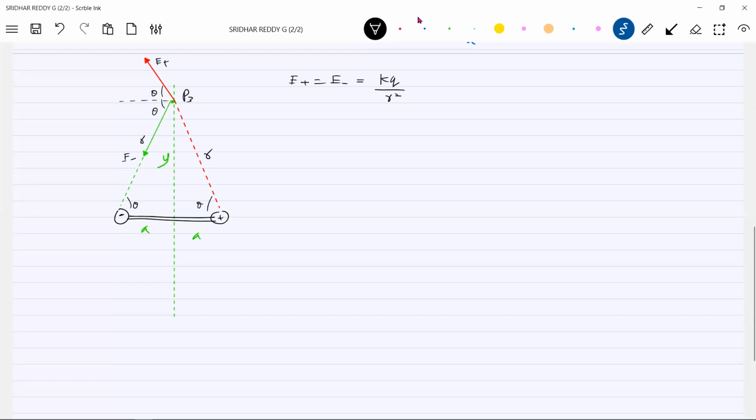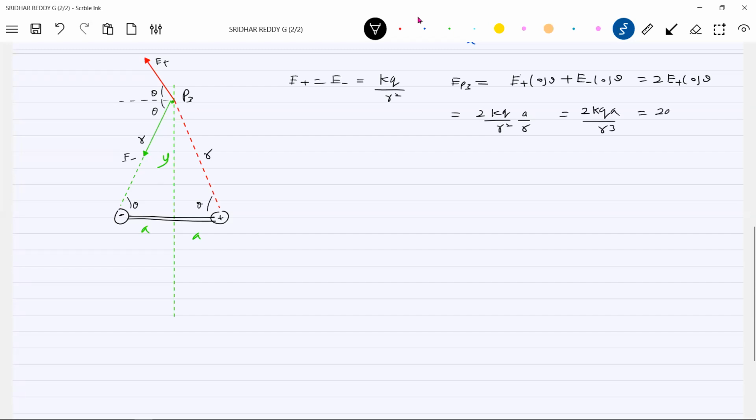The resultant field should be towards left, because E plus and E minus are equal, and they make equal angle with the horizontal. So therefore the resultant field is given by EP3 equal to E plus cos theta plus E minus cos theta, and the magnitudes are equal. So therefore 2 E plus cos theta. What is E plus? KQ by R square. What is cos theta? Cos theta will be A by Y, sorry, A by R. So this will become 2KQA by R cube.